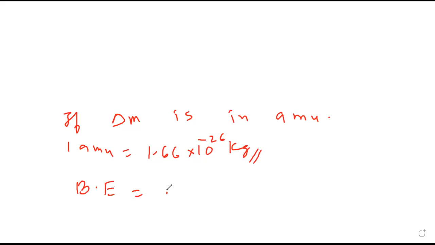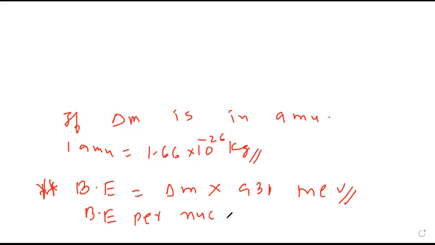So binding energy is delta M into 931, if it is given in AMU, in million electron volt. Generally you will get question on this. Mass is in AMU, find binding energy in MeV, means million electron volt. So multiply with 931. Now binding energy per nucleon, if they ask, is equal to binding energy upon mass number. This is called binding energy per nucleon. Copy this much again.